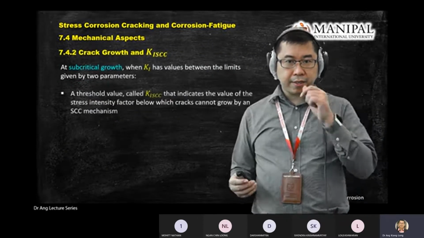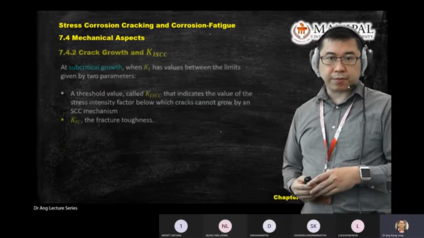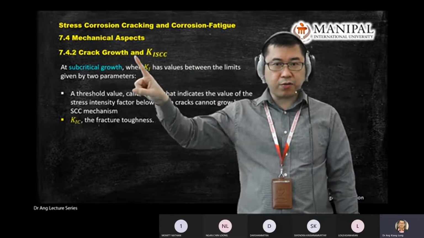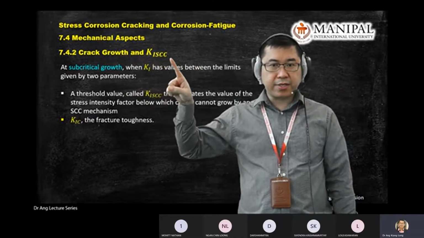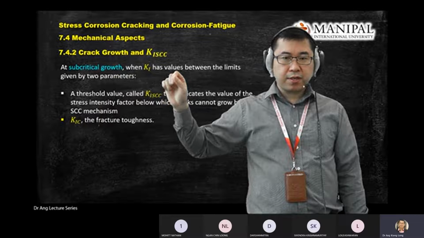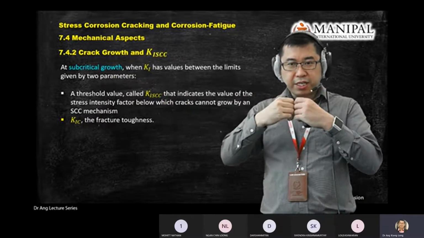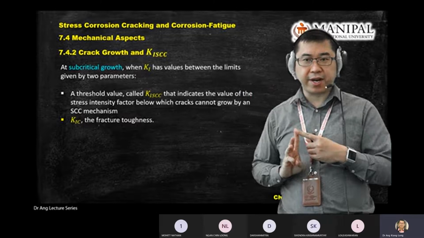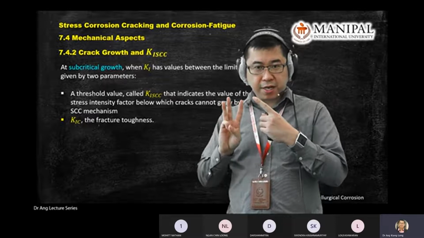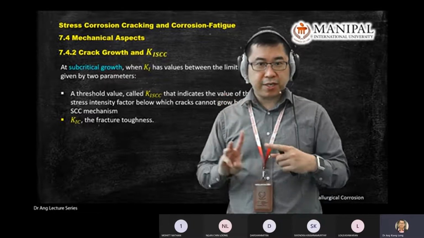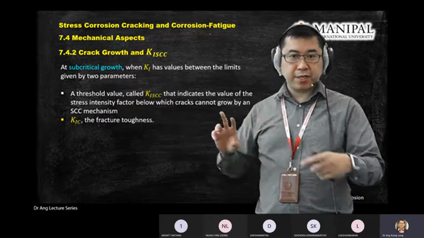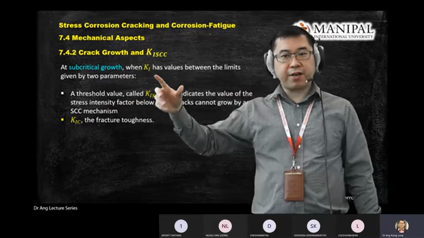Next, we look at another equation, another key indicator called crack growth and K sub I SCC. Subcritical growth means once you initiate, you have three phases of the crack, right? Initiation or incubation, propagation, and failure. During incubation, we call it subcritical, or sometimes it can be propagation. Subcritical means it hasn't failed.